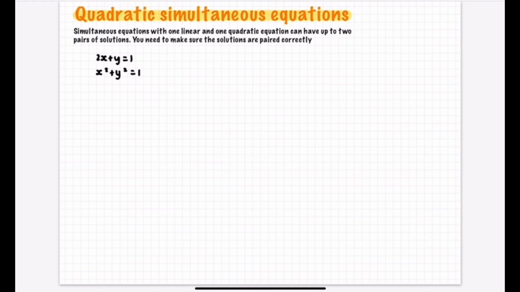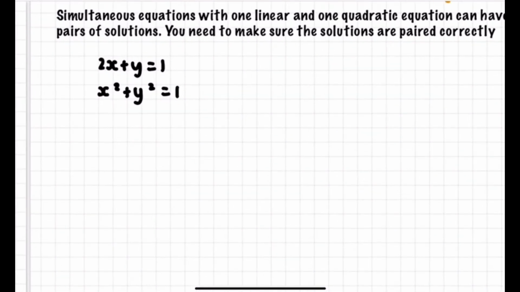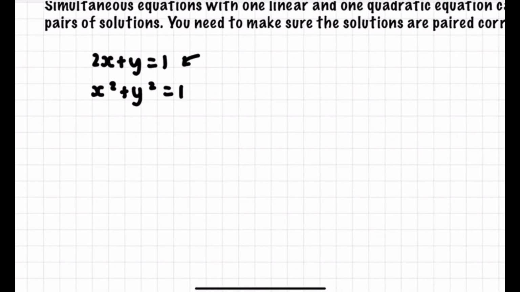Moving on to quadratic simultaneous equations, these are simultaneous equations with one linear and one quadratic equation, which can have up to 2 pairs of solutions. You need to make sure the solutions are paired correctly. For this example, 2x plus y equals 1 is the linear equation, and x squared plus y squared equals 1 is the quadratic. To solve these equations, you need to rearrange the linear equation to make it y equals or x equals and sub it into the quadratic.